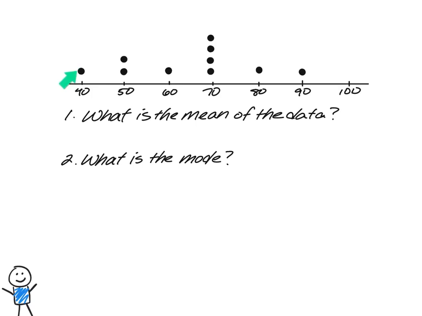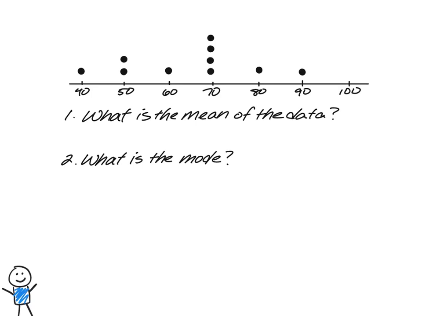For instance, this dot here represents a 40. This dot represents a 50, and the second dot means there were two 50s in this data set. A 60, there were 4 different 70s, an 80, and a 90. So all this is a different way of representing data.